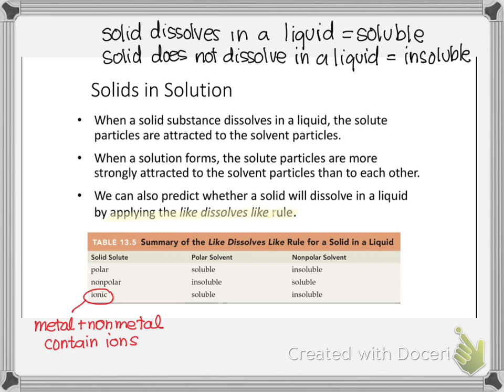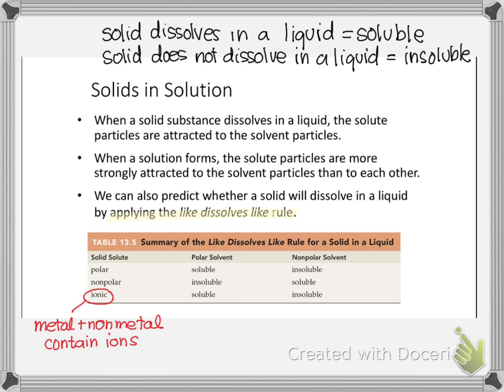So ionic compounds are most like polar solvents because polar solvents have a dipole, and the dipole has the partial plus and partial minus. So ionic solids are more likely to be soluble in a polar solvent. They are closer to each other than in a non-polar solvent. So ionic substances will dissolve in polar in general and not nonpolar.